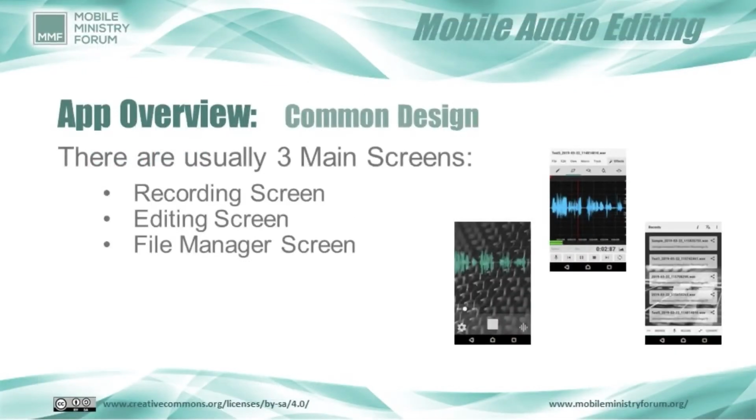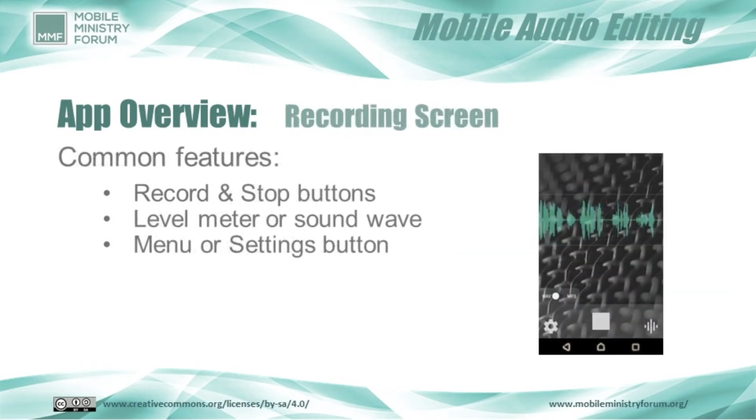Usually mobile editing apps have 3 main screens as part of the application. There will be the recording screen, the editing screen, and the file manager screen. Common features on the recording screen will be record and stop buttons. There will usually be a meter or visual indicator of volume level. And then there will typically be a menu or settings button.